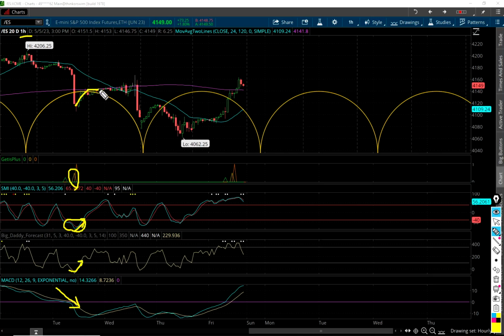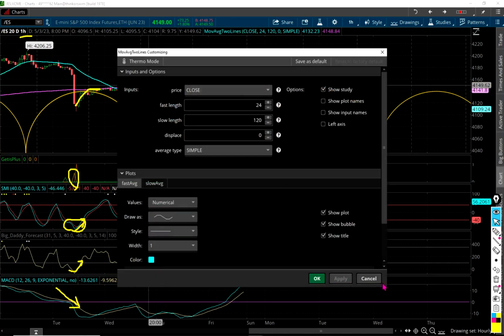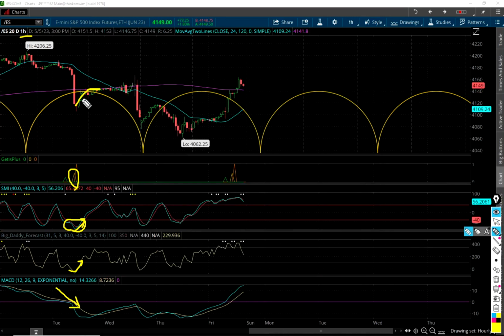Right back up to this. I think this is the 50 moving average. I think that's what it is. No, I'm sorry. It's the 4 hour. That's the 4 hour moving average right there. So look how it tracked along that 4 hour moving average, just perfect resistance.